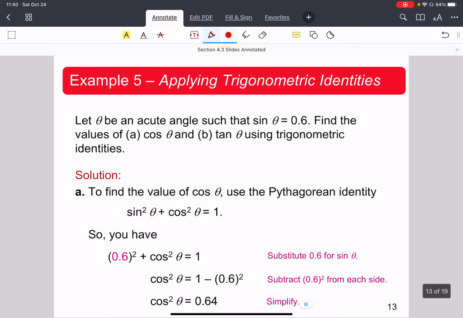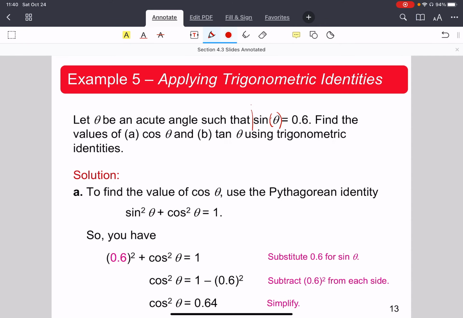So let's take a look at an example and see how we can apply trig identities. Here's an example where theta is an acute angle such that sine of theta is 0.6. We're going to find the values of cotangent and tangent using trig identities. Because we know the relationship between sine and cosine, it's always sine squared plus cosine squared equals 1. Because we're given the sine value, sine theta is 0.6, I'm going to use that in this equation where we square the sine and then square the cosine and get 1.